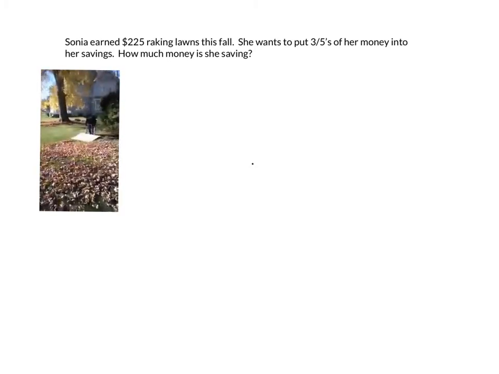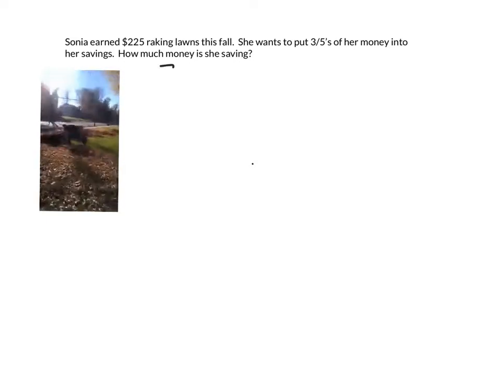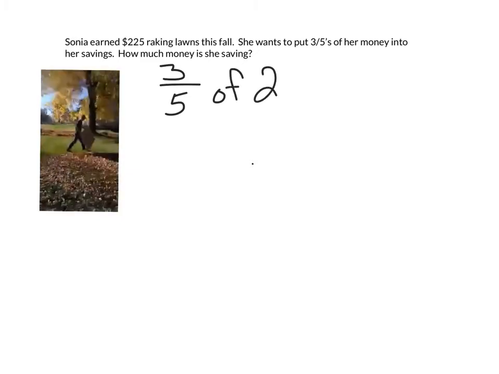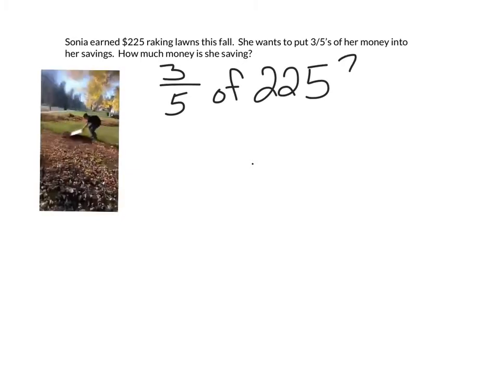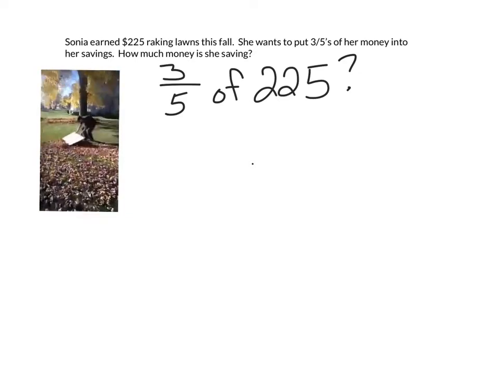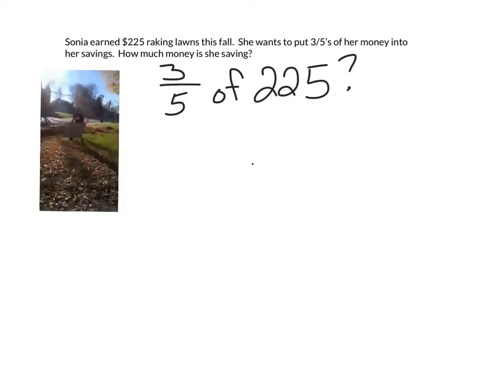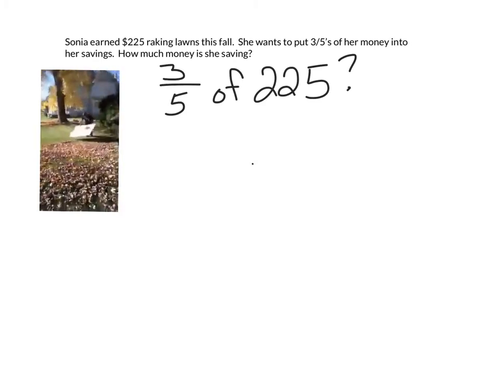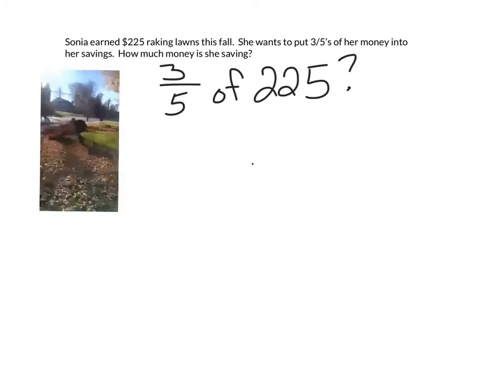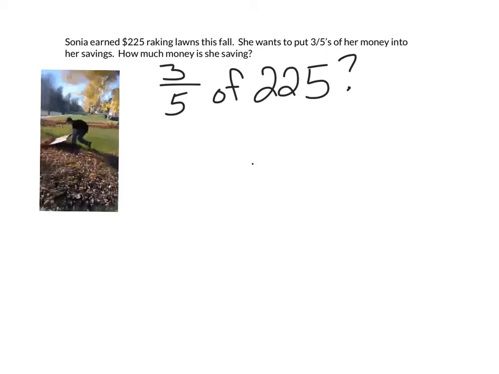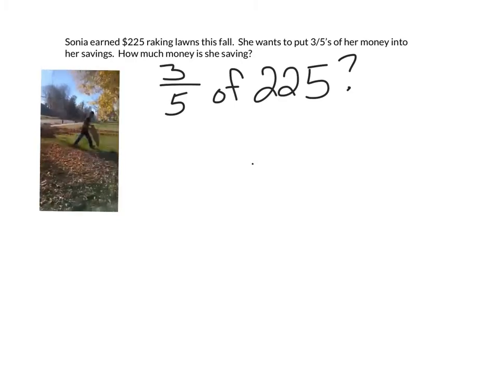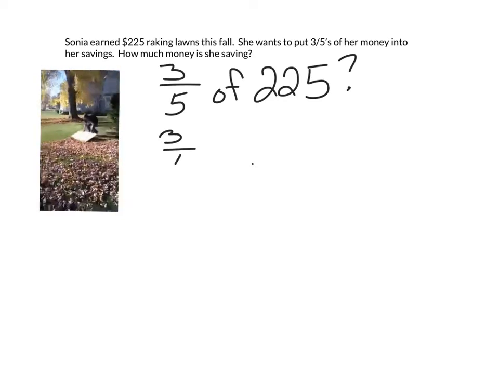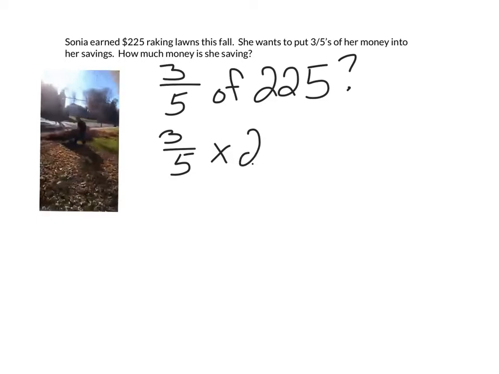As we look at this, what our problem really becomes is we want to know what is 3/5 of $225. That's the question that's essentially being asked here if we take out all of the extra fluff, because that's the amount of money that she is putting into her savings. The stuff that we did last time would have been like 225 times 3/5, but I don't want to draw out 225 groups. So I want to look for more efficient strategies, because that really is the same thing as taking 3/5 times 225.